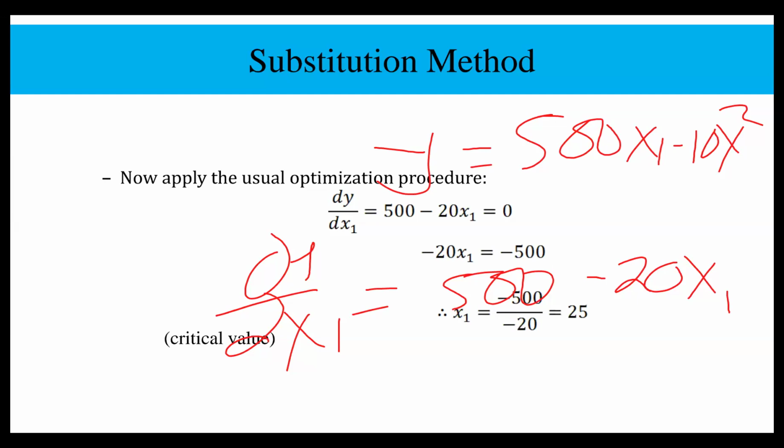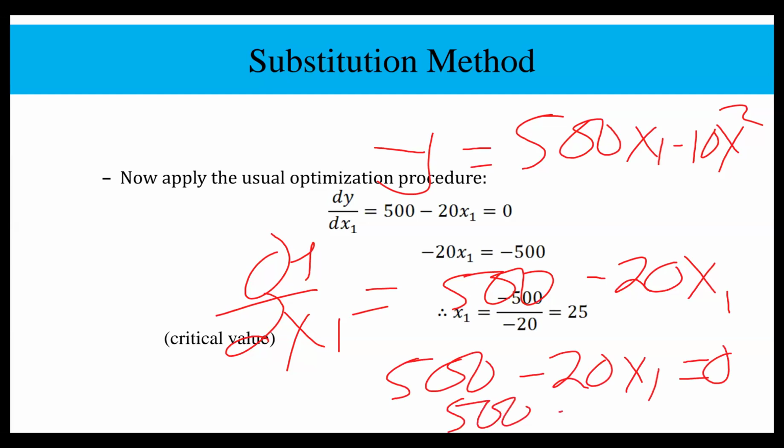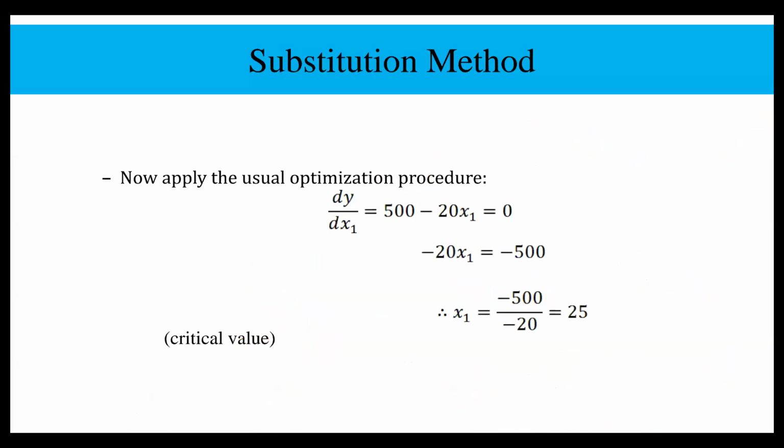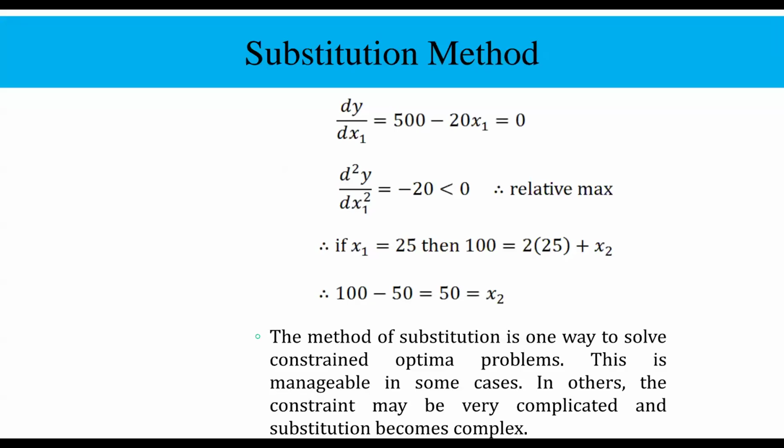You set the first derivative equal to 0. When we set this equal to 0, you shall have 500 equal to 20x1. Divide through by 20 so that you get x1, and your x1 at that point is equal to 25. So we have found x1. We can easily find x2, because if you have found x1, then x2 should be easy to find using the same functions.